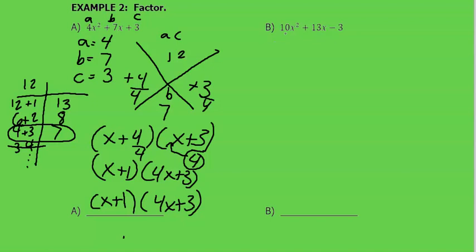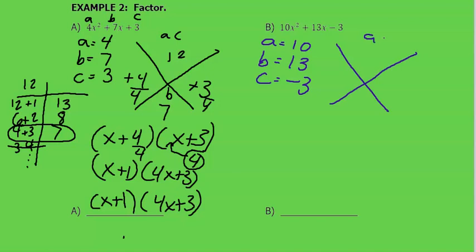Let's do B. 10x squared plus 13x minus 3. The GCF of all three of those terms together is 1, so we just identify A, B, and C. A is 10, B is 13, C is negative 3. From there we'll draw an x. A times C is 10 times negative 3, negative 30. B is 13.